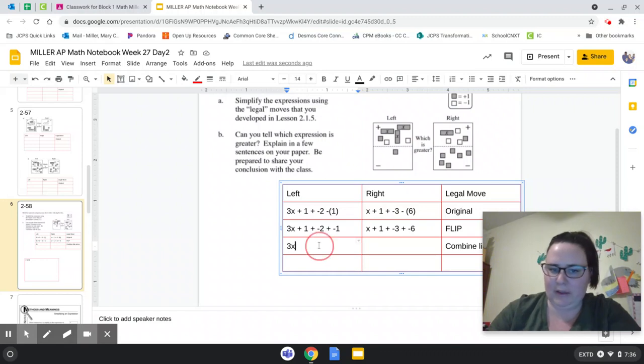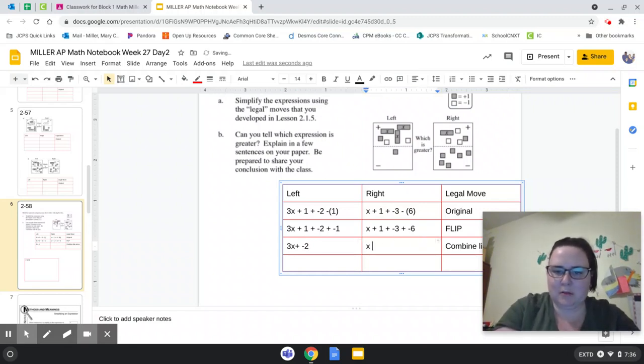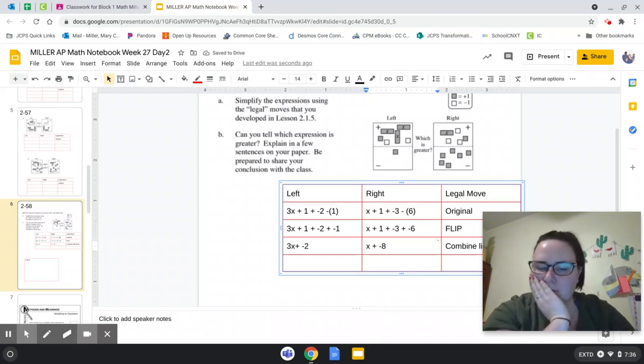-2, I'm sorry. The struggle, it's late, sorry. 3x plus negative 2. Then on the right, we have x. 1 plus a negative 3 is negative 2, plus negative 6 is negative 8. Okay? So far, so good.